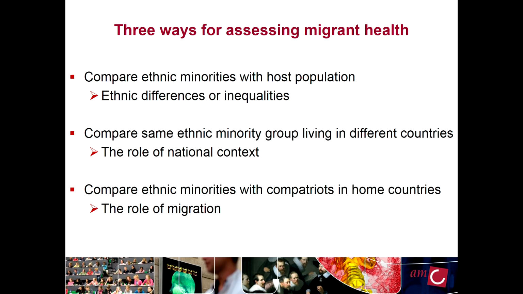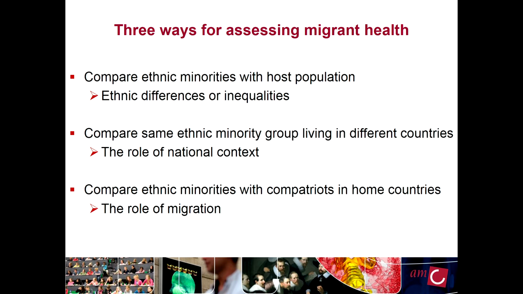The first way of assessing migrant health is to compare the migrant population with the host population. So, for example, comparing African migrants living in Europe with the European host population. When you make this comparison, you're looking at ethnic differences or ethnic inequalities. And this is the most commonly used design to study migrant health. There's, however, 2 other important designs.